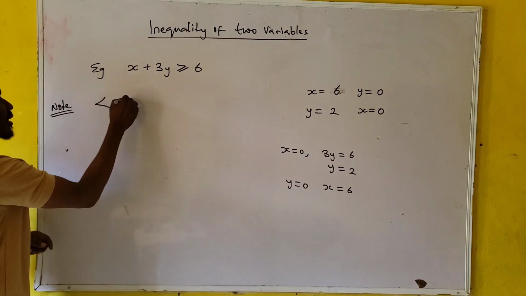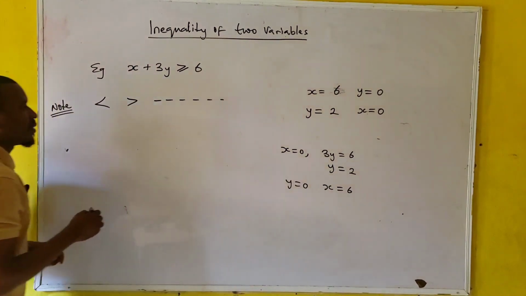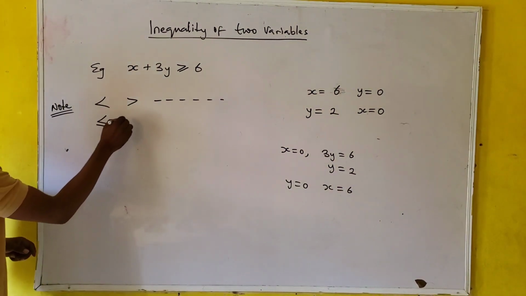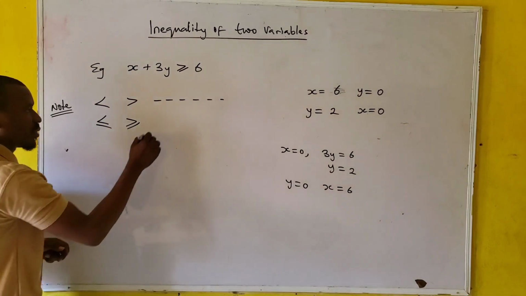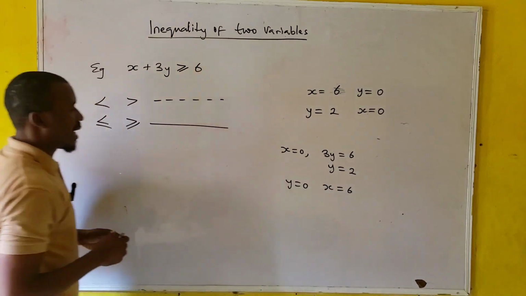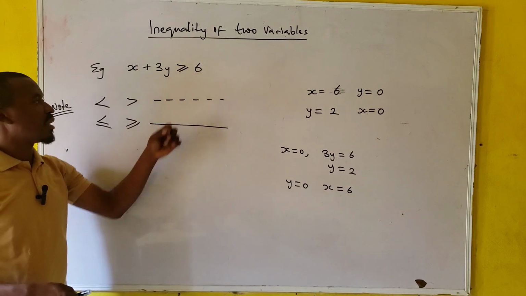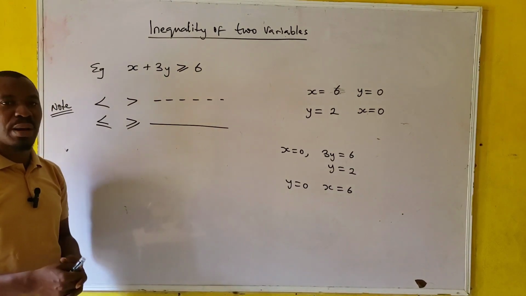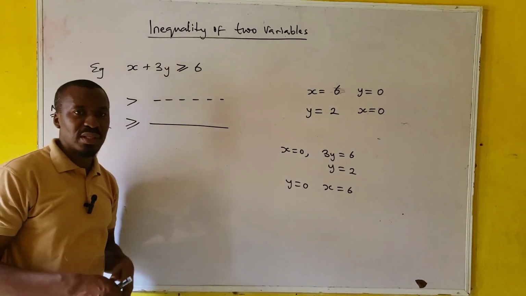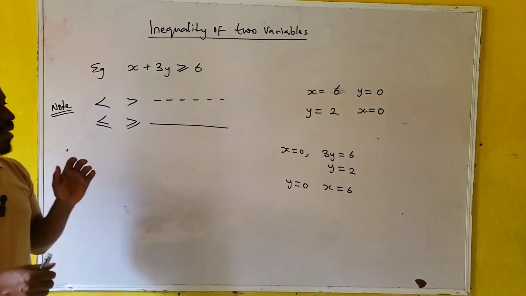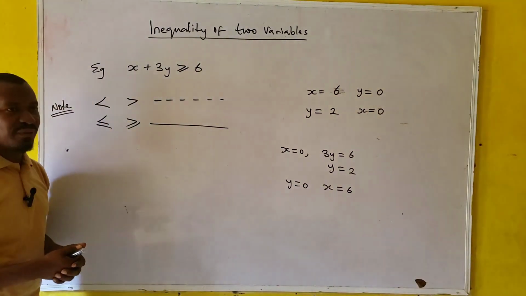Now there are things that I would like you to note. When you have a strict inequality, we make use of a dotted line, okay? And when you have the one that is not strict, which is greater than or equal to or less than or equal to, we make use of a closed line, okay? So this is very important. Of course, you can see where the inequalities now are coming in, because there must be a way to identify that yes, this is this inequality or that is that inequality.